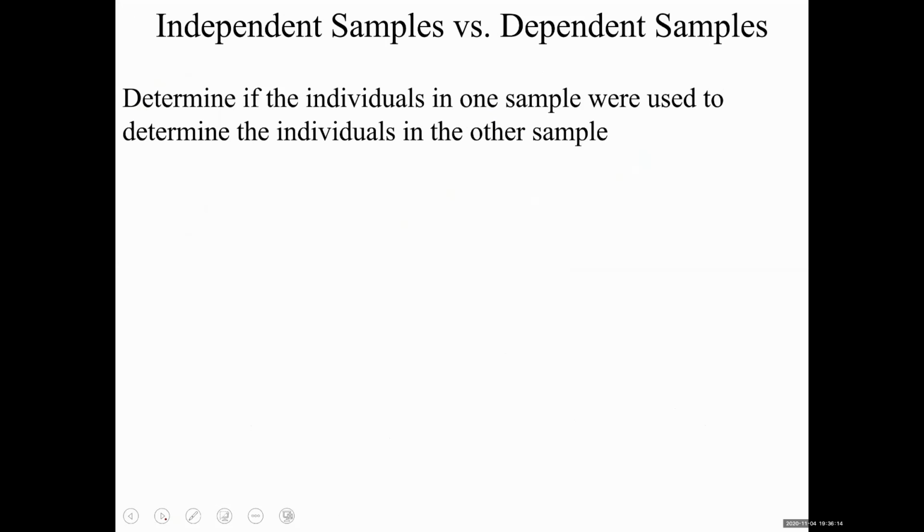First of all, we're going to talk about the difference between independent samples and dependent samples, because again, there's two types of problems in this section. There's the independent sample version, there's the dependent sample version. Okay, so how do you know if the samples are independent or dependent? Basically, the idea is this.